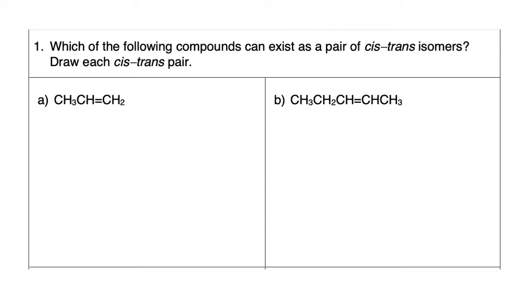Okay, so mari kita lihat soalan ini. Now, which of the following compounds can exist as a pair of cis-trans isomer? And then the second question is, draw each cis-trans pair. So, first thing yang awak kena buat adalah awak kena identify terlebih dahulu yang mana ada cis-trans. Okay, to identify which one has cis-trans, I suggest you all to expand the structure. To expand the structure, first thing identify where is the C double bond.